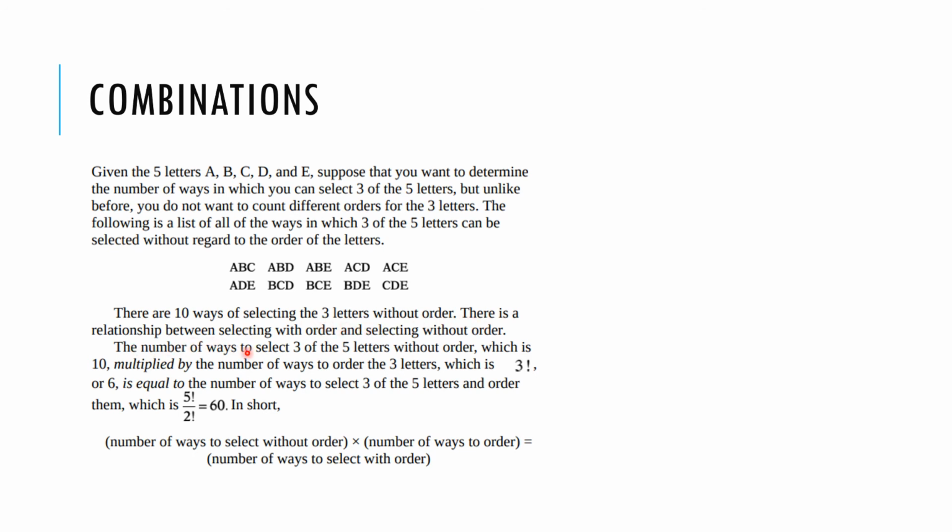There is a relationship between selecting with order and selecting without order. The number of ways to select 3 of the 5 letters without order, which is 10, multiplied by the number of ways to order the 3 letters, which is 3 factorial or 6, is equal to the number of ways to select 3 of the 5 letters and order them, which is 5 factorial over 2 factorial, which is 60. In short, the number of ways to select without order times the number of ways to order is equal to the number of ways to select with order.